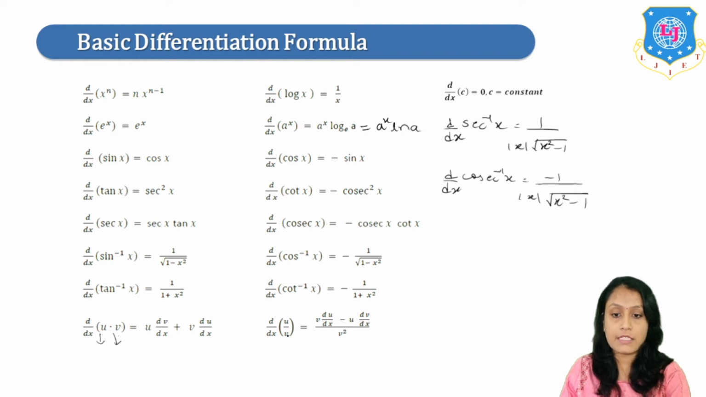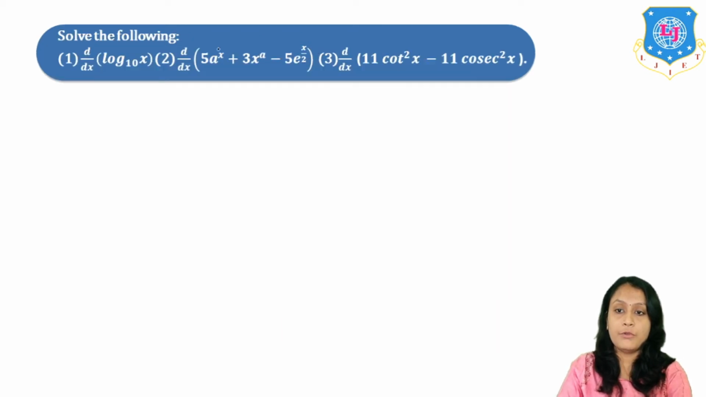Okay, then division rule. So d by dx of u upon v. Its formula is v into du by dx minus u into dv by dx upon v square. Okay, so this is your numerator and denominator. So we will remember it like this: denominator as it is, derivative of numerator, minus numerator as it is, derivative of denominator, upon denominator square. Okay, now let's solve a few examples.